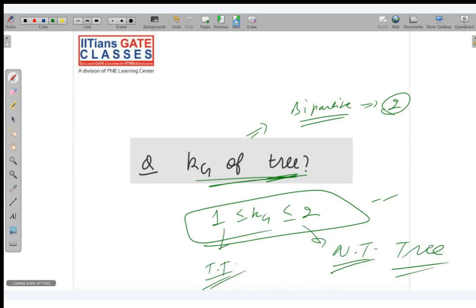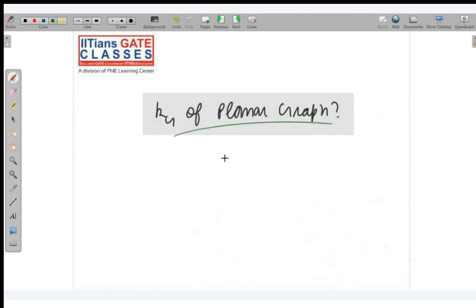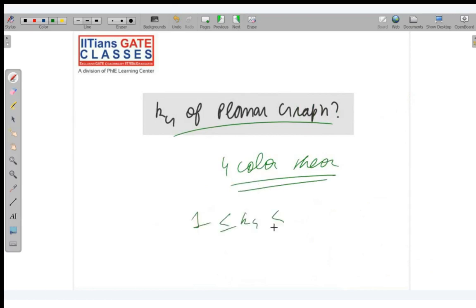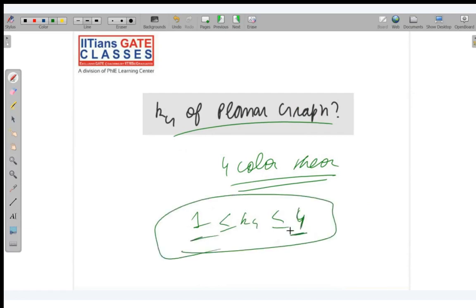Okay, kg for planar graph. So this is the four color theorem. I am not going into the proof of it. So kg for a planar graph will be 1 less than or equal to kg less than or equal to 4. So 1 to 4 is the range. You will not need five colors. If for a planar graph by chance you have taken five colors, you have to review it and check it again. Four colors are more than sufficient.